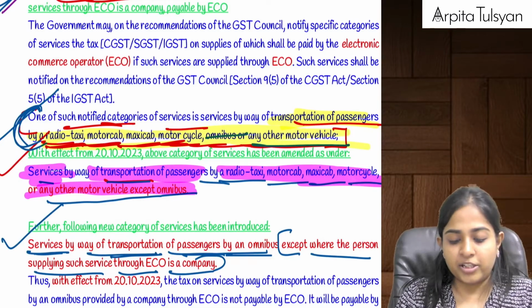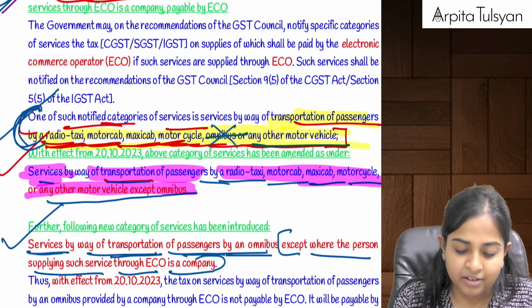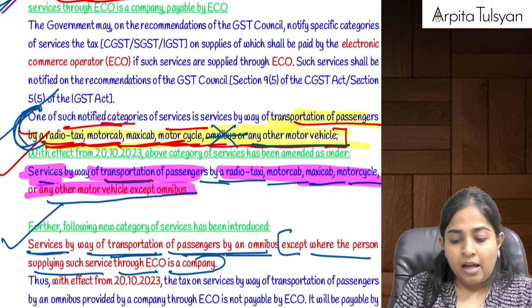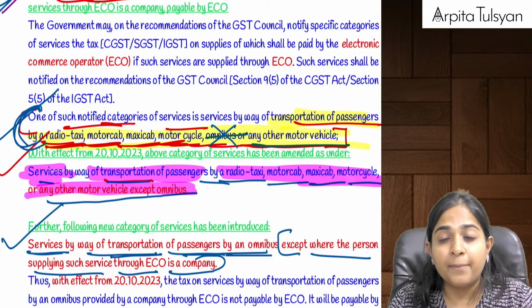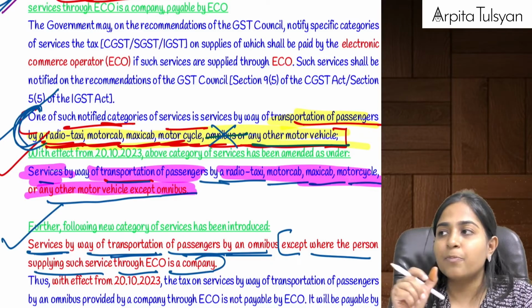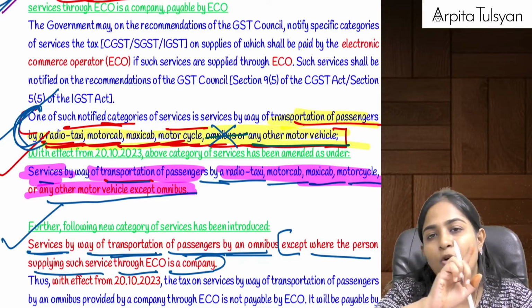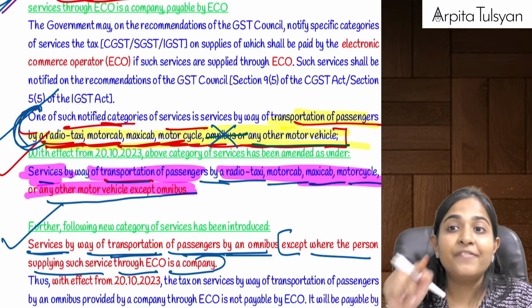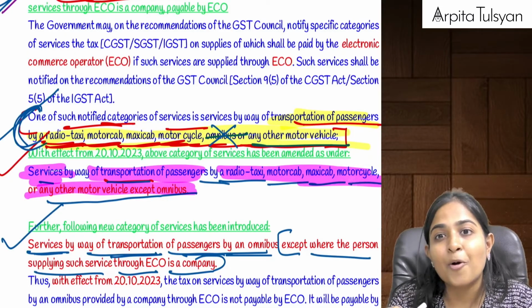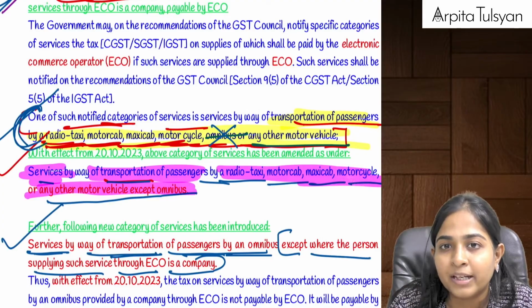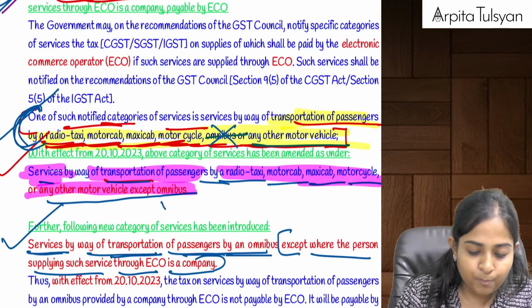From the original statement, what they did was they cut the word omnibus. What does that mean initially? Primarily, it means that if the transportation of passenger service has been provided by omnibus, then it is not a notified service. If it is not a notified service, can we say TCS will become applicable on that? That was put up here.